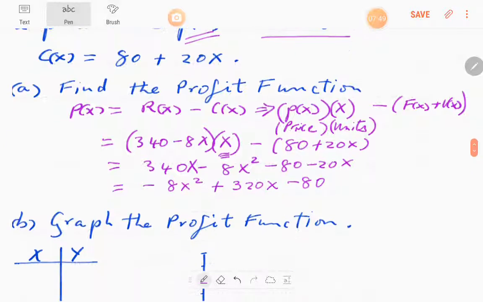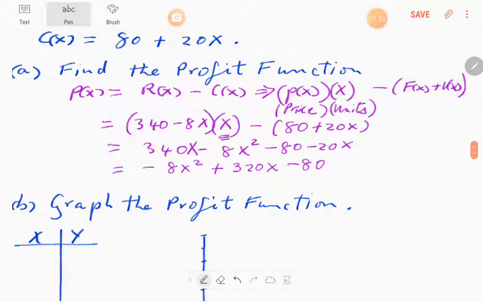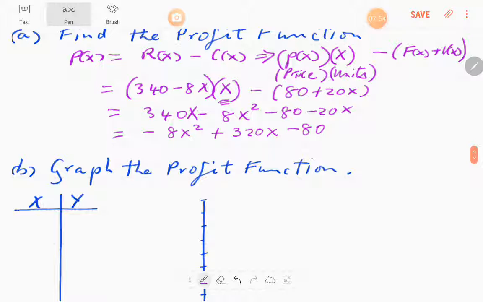So let's graph that profit function. Because there's a minus in front of the x squared, we're going to have an upside down parabola. And because we have an upside down parabola, we'll have a vertex here at that turning point. The turning point we call a vertex. But at that vertex, we'll have a maximum profit. The y value will give us the maximum profit.